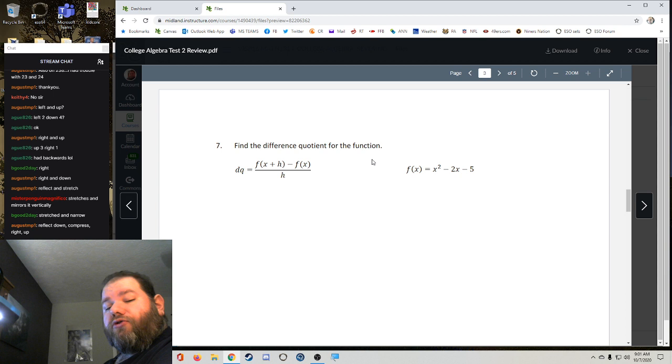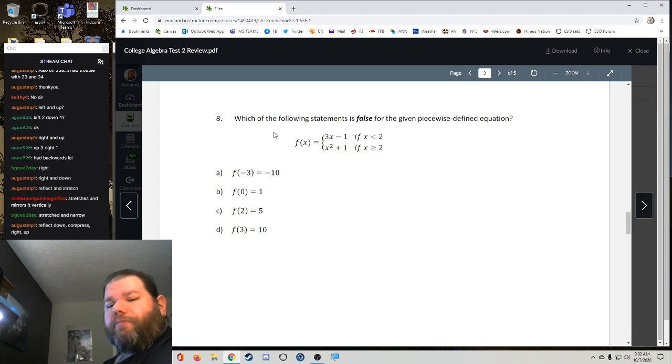We have a difference quotient. Find the difference quotient, f of x plus h minus f of x, divided by h, for this function, and you can expect to see a similar function on the exam. It'll be quadratic basically, but there may be some coefficients here or there that we have to worry about.